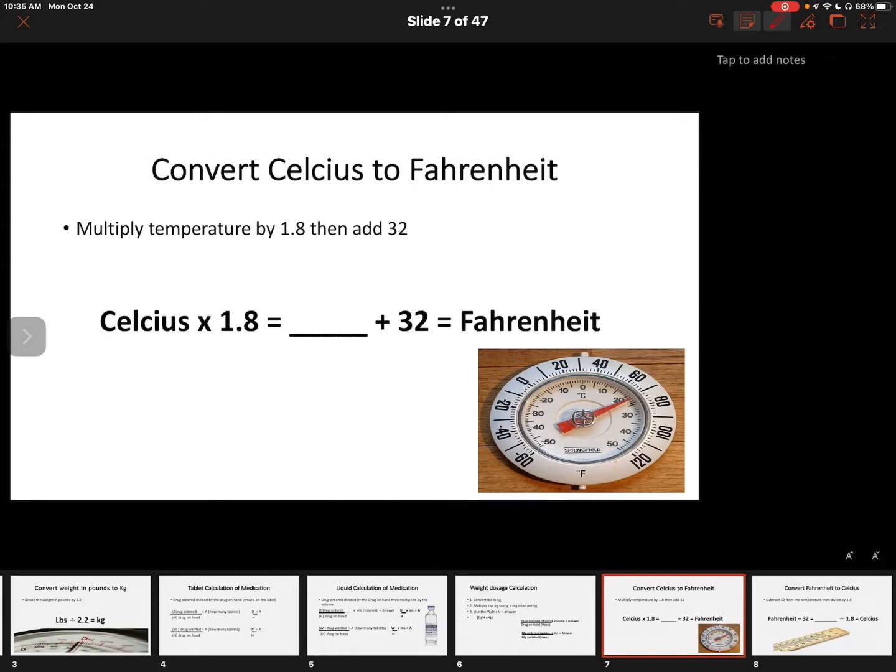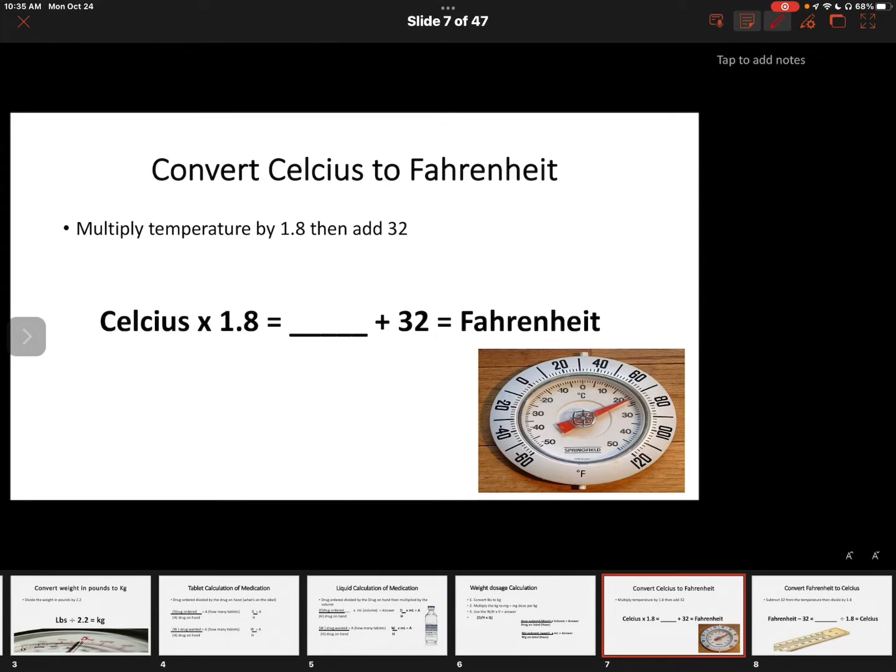Convert Celsius to Fahrenheit. There are several different formulas to use to convert Celsius to Fahrenheit. So if you look on the internet, you might find a different formula than the one that's being used. It doesn't matter what you use as long as you come out with the right answer. So you would take and multiply the temperature by 1.8, then you would add 32.